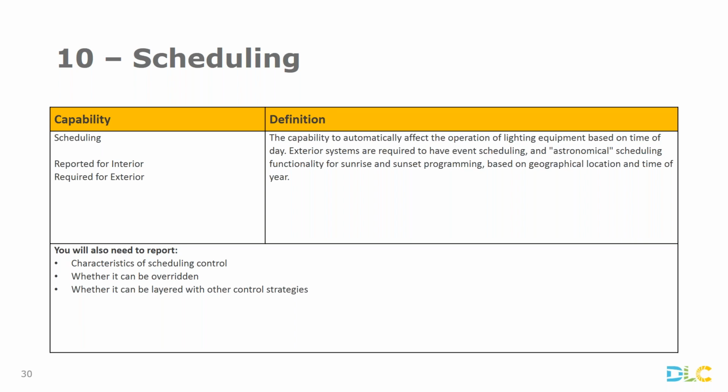A key thing here is that astronomical scheduling is important for exterior systems, but we also need to see the ability that a user will be able to have some kind of special event provisions. So sunrise sunset programming is great, but if there's a festival going on the streets in the evening, or a sporting event or something like that, users will need to be able to have some kind of augmented way of scheduling behavior changes for the system. And there's also a couple of additional metadata that will be reported on the QPL, as you can see. That's how the control is implemented, whether it layers with other control strategies, and what are the means, or if it can be overridden by manual purposes or manual acts.